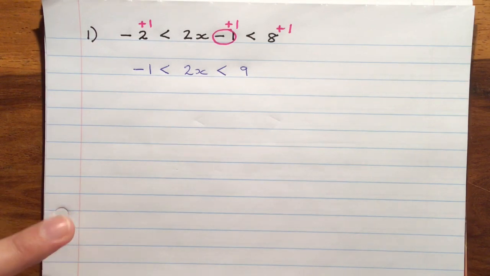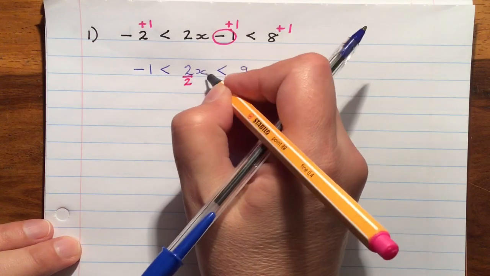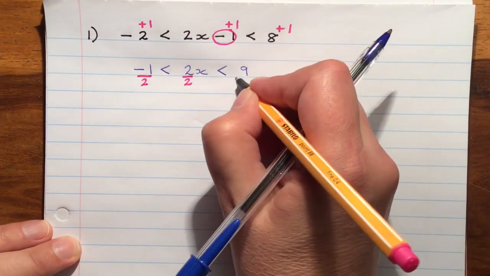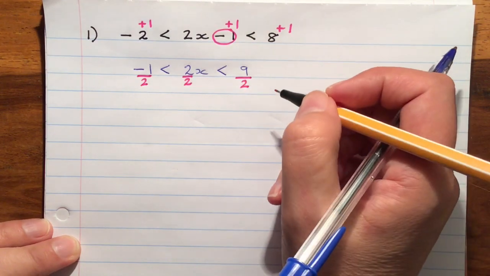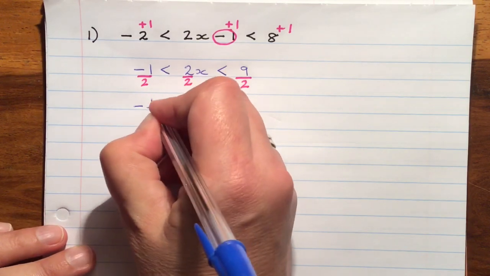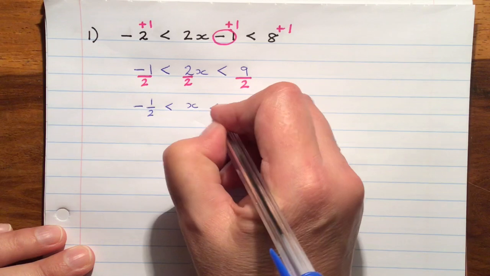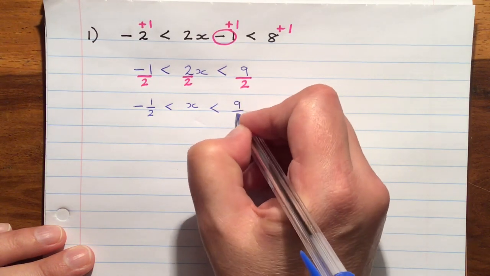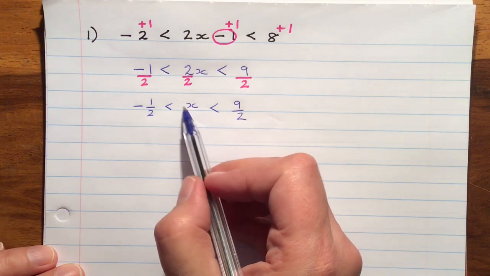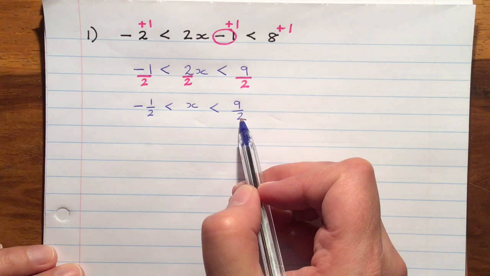The next step is going to be that we want to divide by 2, because that's going to give us x on its own, and that means we're also going to divide the other two sides by 2 as well. So here we'll have negative 1/2 is less than x, which is less than 9 over 2. So what this is really saying is x is any number that's in between negative 1/2 and 9 over 2.